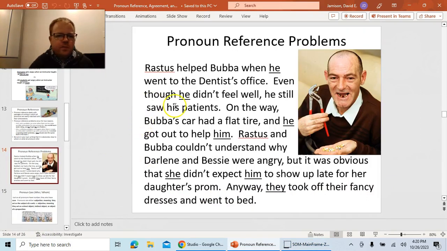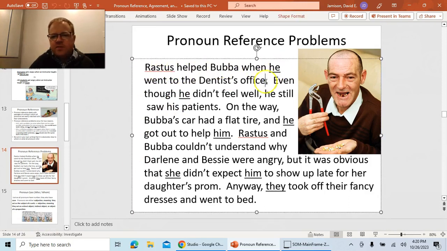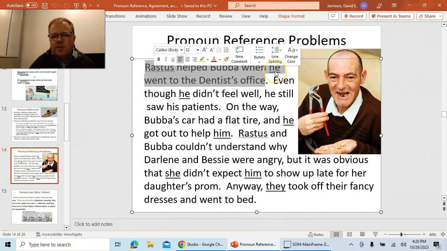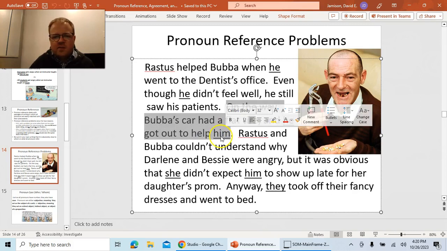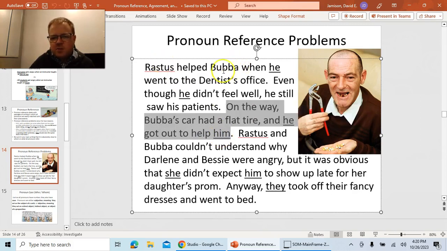Here's another example. Rastus helped Bubba when he went to the dentist's office. Here we don't know who he is referring to. Is it referring to Rastus or Bubba? Even though he didn't feel well, he still saw his patients. So is he referring to Rastus, Bubba, or the dentist now? On the way, Bubba's car had a flat tire, and he got out and helped him. Again, this could be Rastus or Bubba this time.